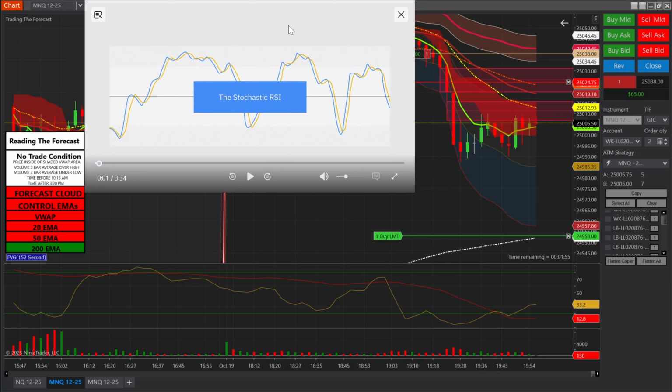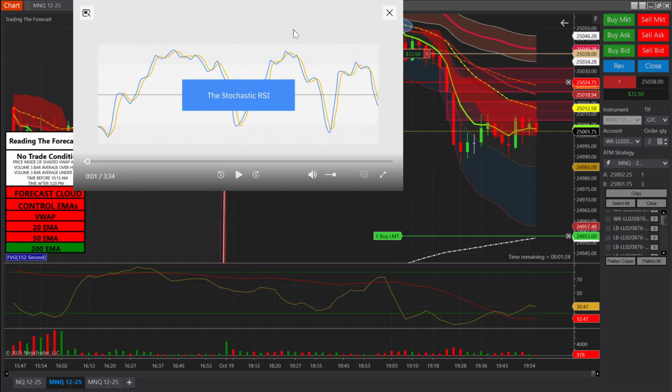So what I'm going to do is I have a nice little basic explanation of what stochastics are. It's a momentum type of indicator that can confirm your other indicators. It's programmed and timed right in with the forecast cloud and the EMAs, so it all works together, so that I know it's working properly inside the volume range I designated if it's all moving together. I'm going to go ahead and play this for you while this trade runs.